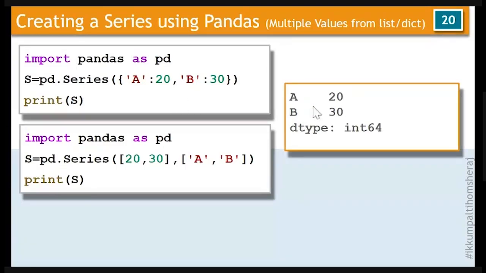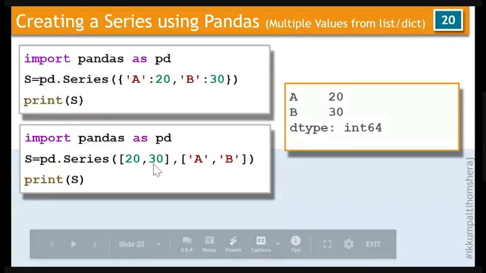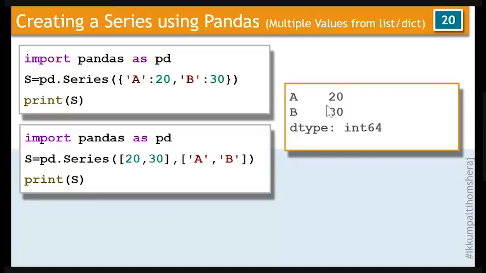20 and 30 will be automatically treated as data values. Now, look at the second example, which is going to give you the same output, but here we are considering it as a dictionary. Here we are considering 20 and 30 as the data values and A and B as the indexes. So you can see A and B appear in the first column. That means these are indexes, and 20 and 30 appear in the second column, which are data values attached with these indexes. And both of them belong to int64 as the data type. So basically both these examples make the same sense.